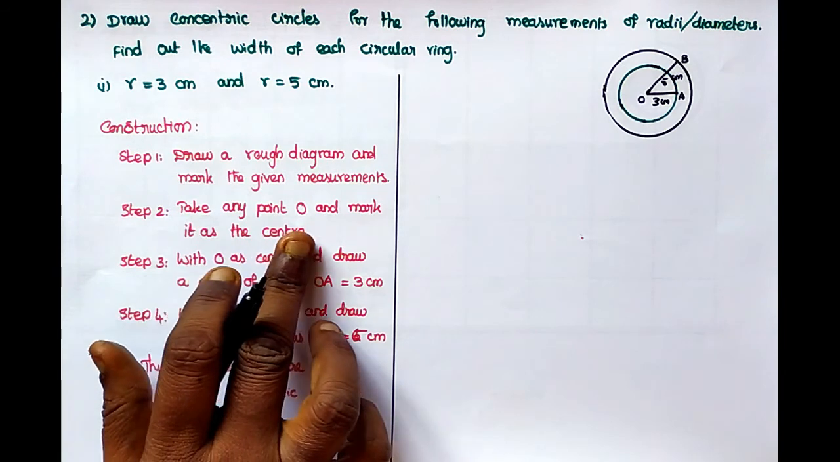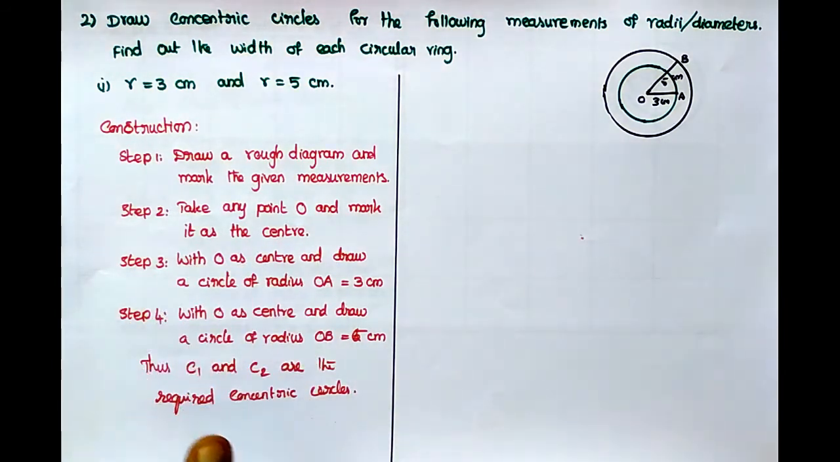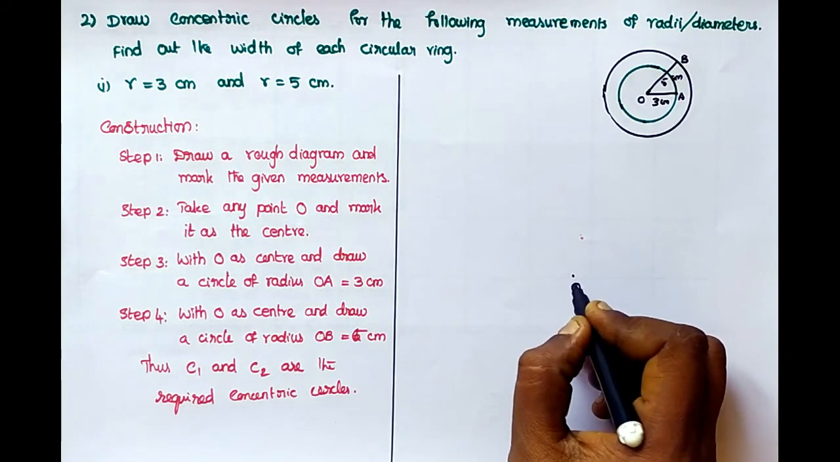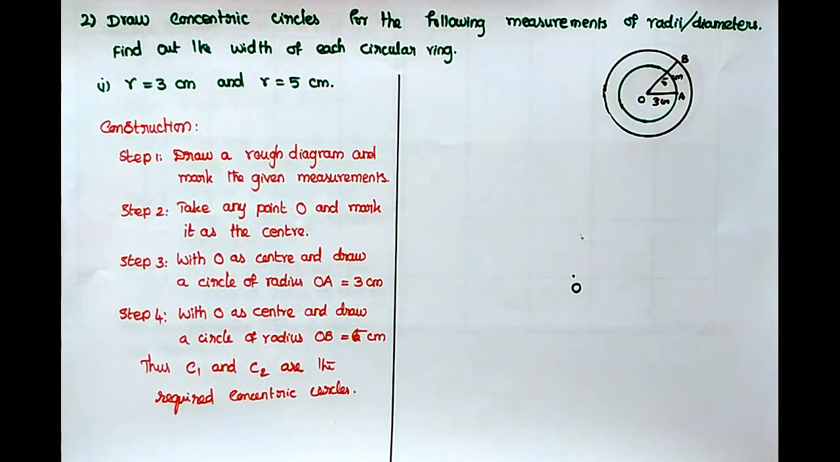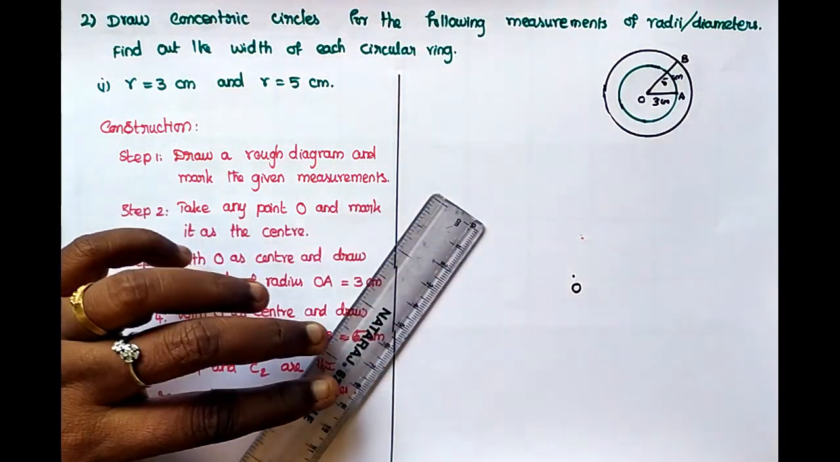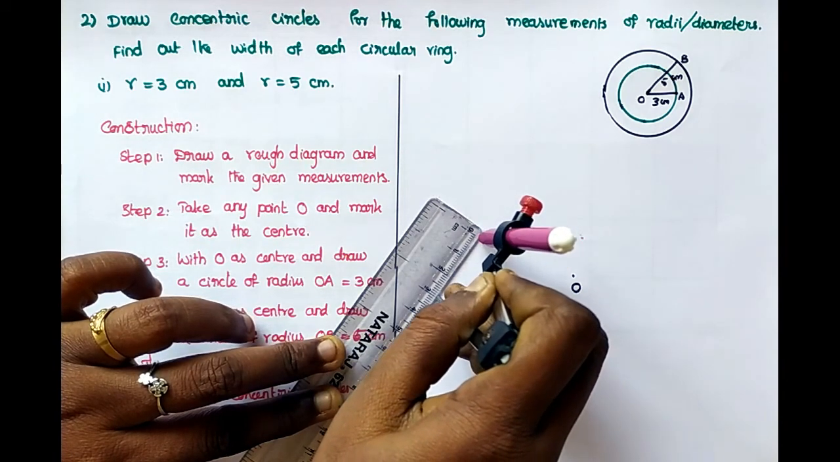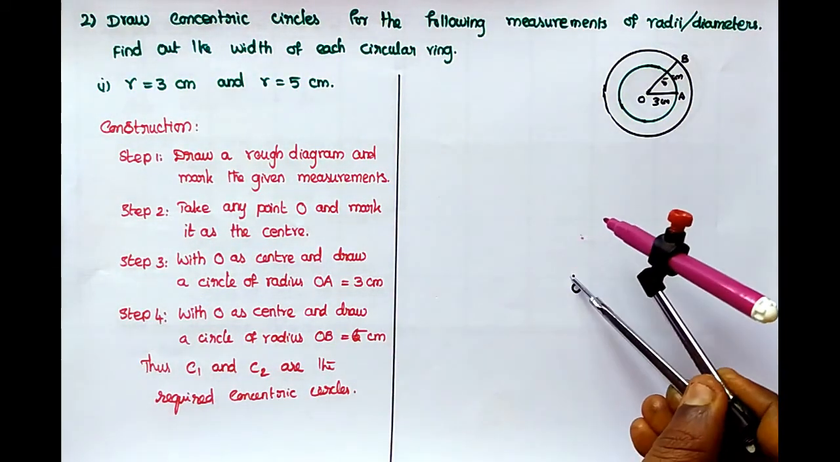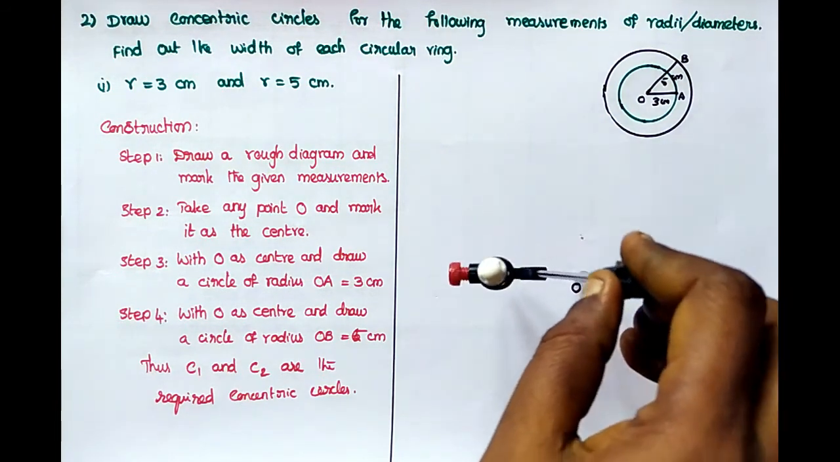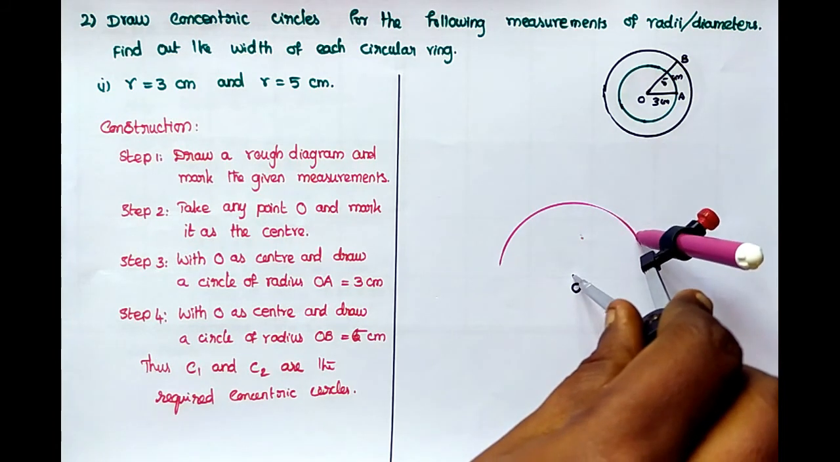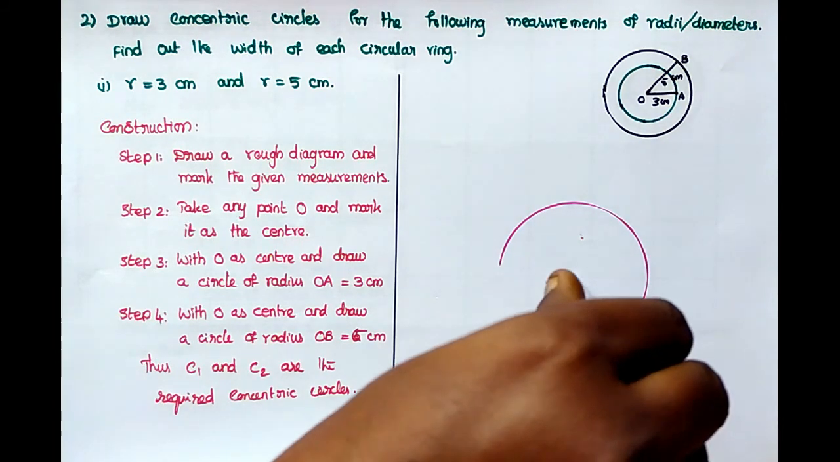Now take any point O and mark it as the center. With O as center, draw a circle of radius OA equal to 3 centimeter. So take 3 centimeter as radius with your compass and O as center, draw a circle of radius 3 centimeter.